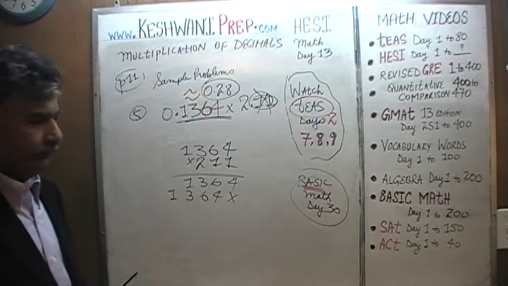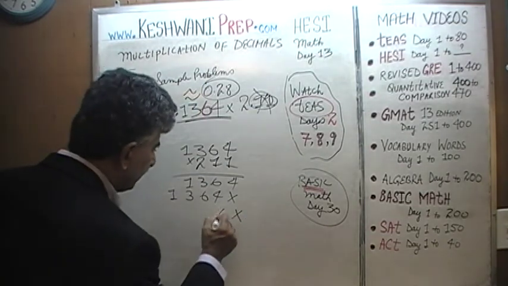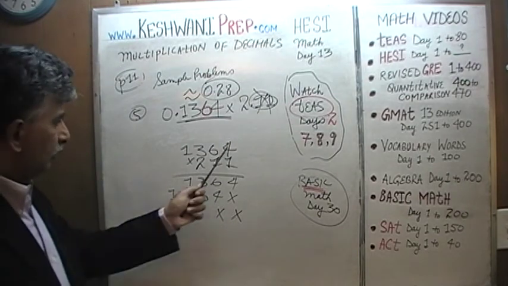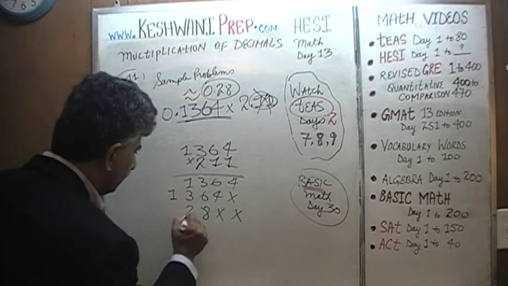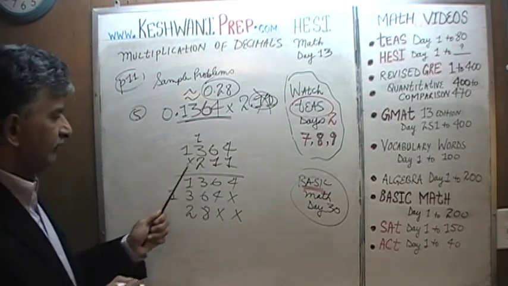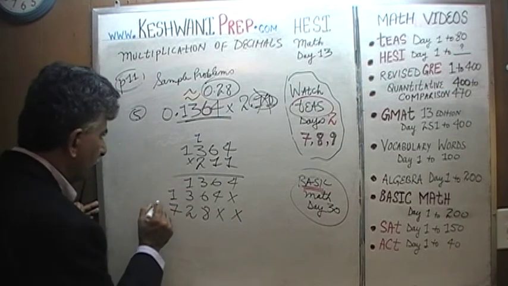1364. Then we multiply it by 2. 2 times 4 is 8, but make sure you hold the unit digit and the 10 digit. We're dealing with the 100 digit. 2 fours are 8. 2 sixes are 12, 2 carry 1. 2 threes are 6, plus 1 is 7, and 2 ones are 2.